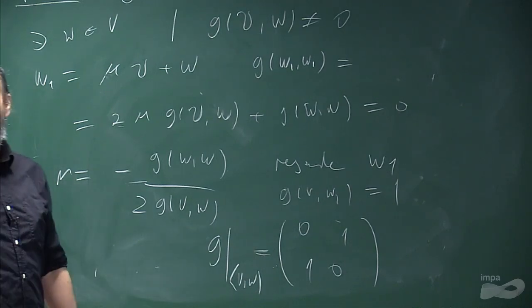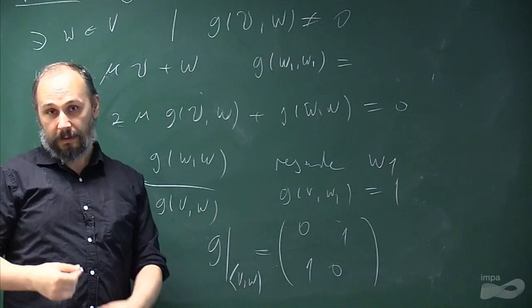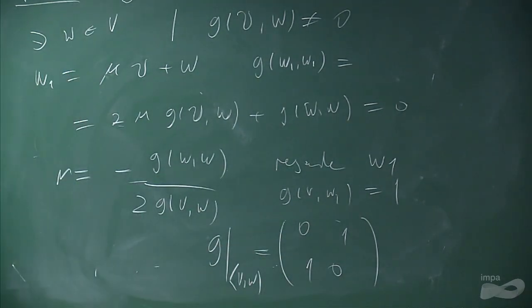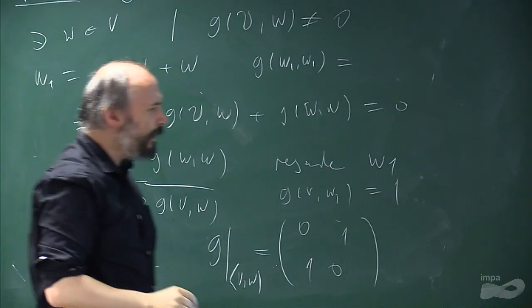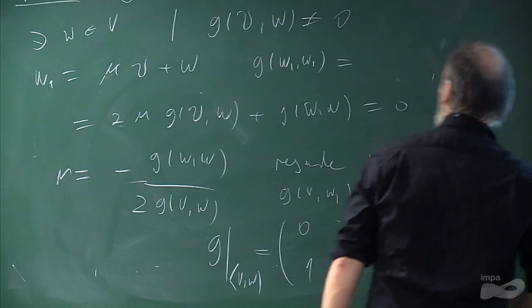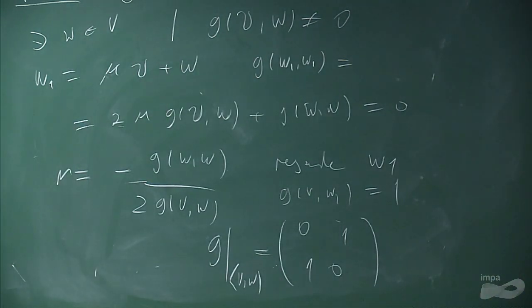It is an orthogonal complement because this is a non-degenerate subspace, so the orthogonal complement doesn't intersect it. And we can take an orthonormal basis in the orthogonal complement. We obtain a basis v, w, and then z1 through zn, such that g has this form: the block 0, 1, 1, 0, and then the identity.